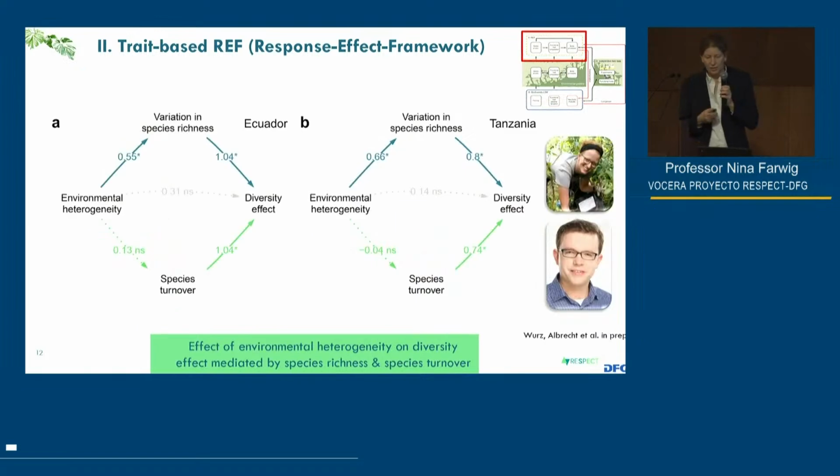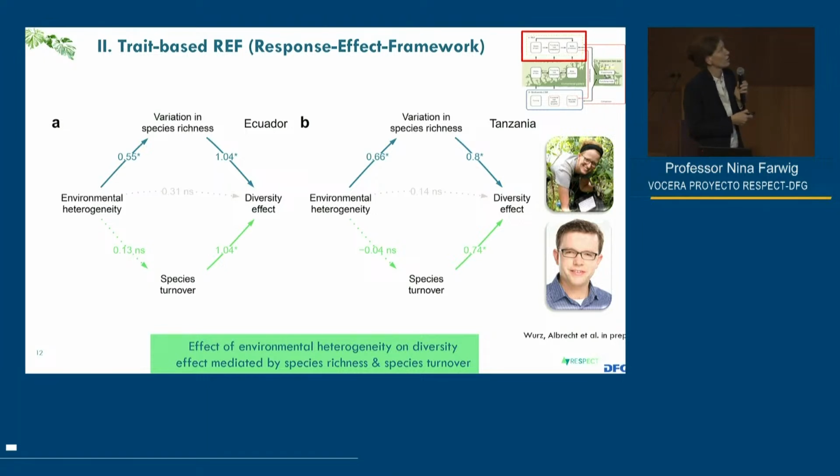And to get a better and a more holistic idea of these patterns, how environmental heterogeneity, such as precipitation, temperature, and soil parameters shape the role of diversity for ecosystem function, we currently compile data both from Ecuador and Tanzania on species richness and also species turnover for different processes, which you see in the next slide.